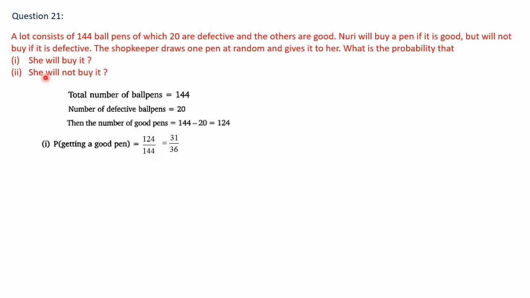Then she will not buy it. She will not buy it in the sense that if the shopkeeper is giving a defective pen, she will not buy. So the question changes like this: the probability of getting a defective pen. Probability of getting a defective pen means the favorable outcomes are defective, that is 20. So 20 divided by 144, that is the probability. 20 is our favorable outcome, 144 is the total outcome. Here when we cancel with a 4, 5 4s are 20. So 5 divided by 36. 144 divided by 4 is 36, same as previously. So 5 divided by 36.